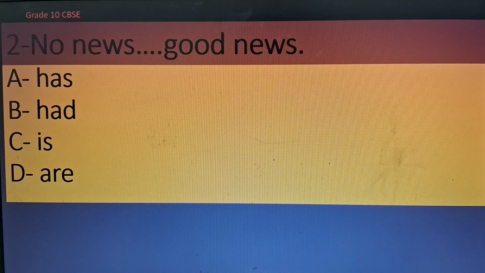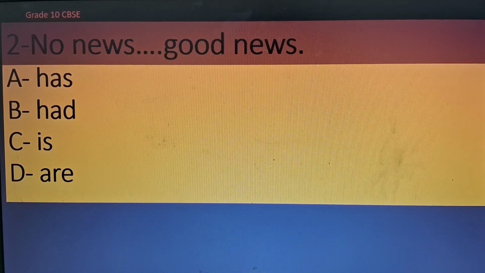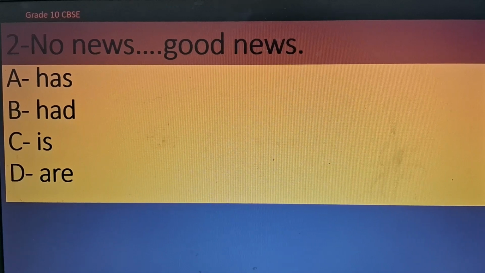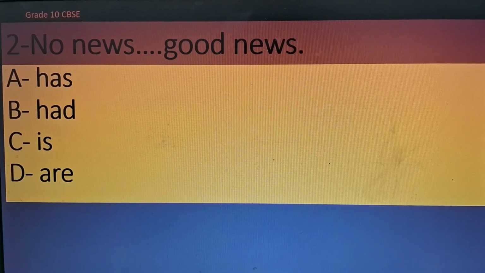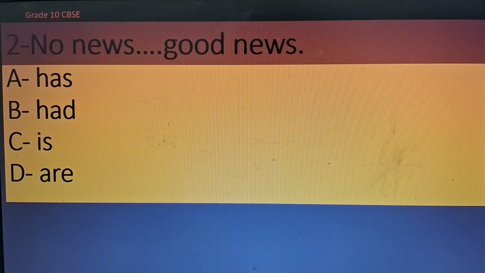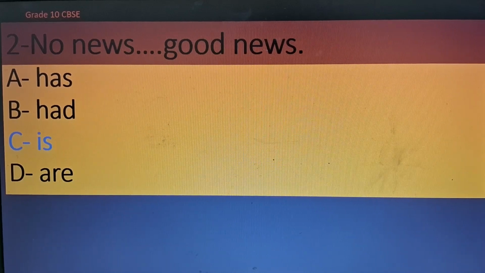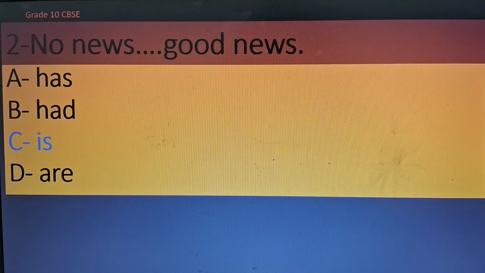Question 2. No news dash good news. Option A has, option B had, option C is, option D are. No news dash good news. Here, what is the answer? Yes, the answer is is. Here the noun news is plural in form but singular in meaning. So it should take a singular verb.